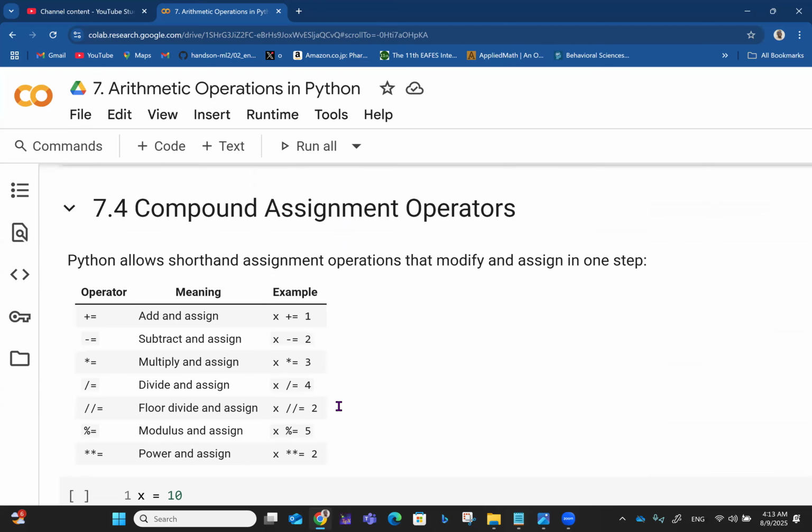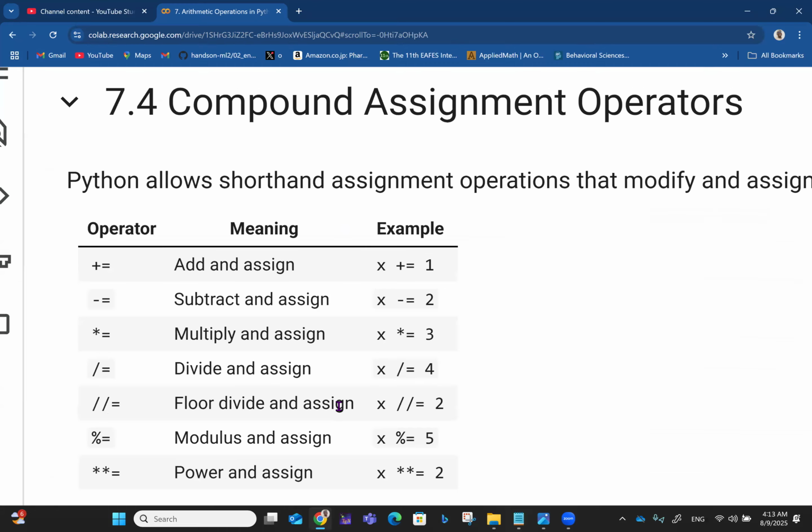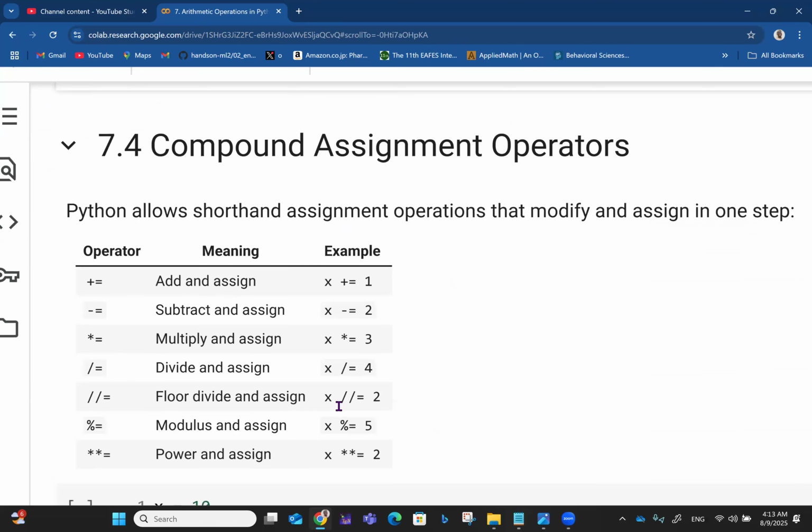Now let's go ahead and talk about compound assignment operations. Here, Python allows shorthand assignment operations that modify and assign in one step. So in Python you can update the value automatically, like this. For instance, you have plus equals, so it adds and assigns. If you have x plus equals 1, it means that whatever the value of x is before, it adds 1 to it, and then it takes on the new value. For instance, if x was 5, 5 plus equals 1 means that you add 1 and the new value of x will now be 6, basically.